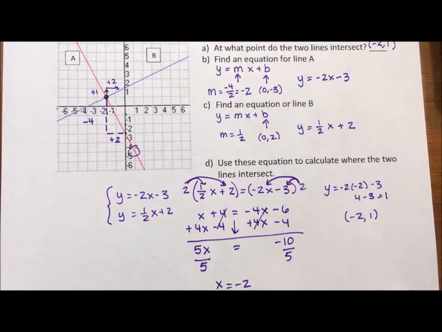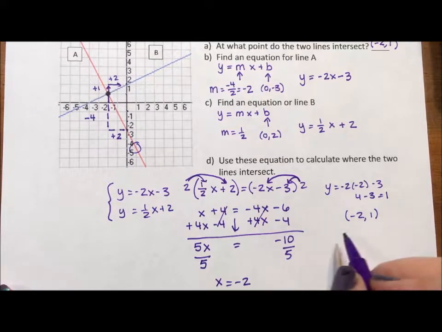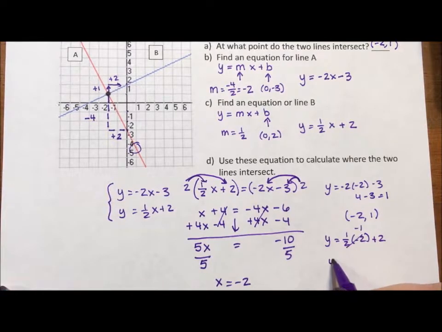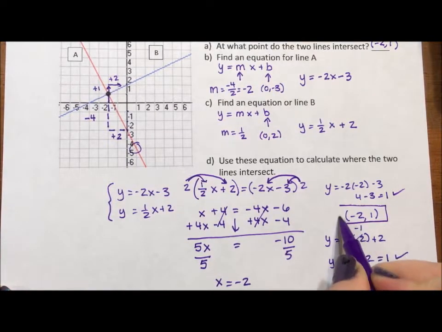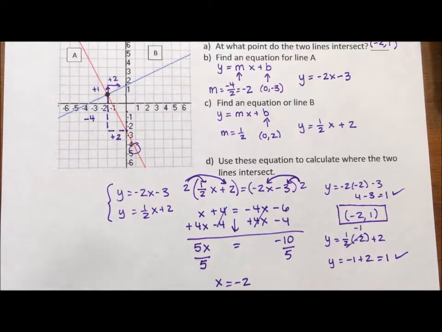And it is so easy to check your work. It is so easy to go through and just say, y = 1/2 times -2 plus 2. y = -1 + 2, which is 1. It checks out to be the same answer. And now I am very secure in my solution. And the beauty of systems is they are the easiest to check to make sure you have correct.